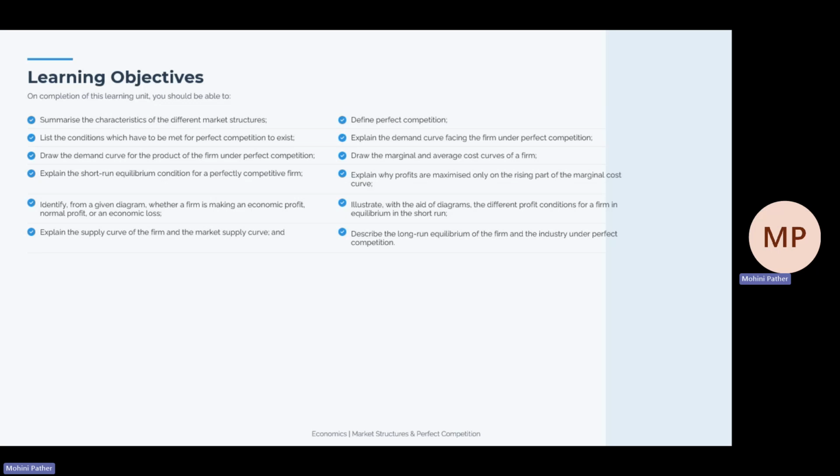And then, of course, you'll have to be able to illustrate, in other words, be able to draw your diagrams with different profit conditions for a firm, an equilibrium in the short run. So describe the long run equilibrium of the firm and the industry in perfect market conditions.